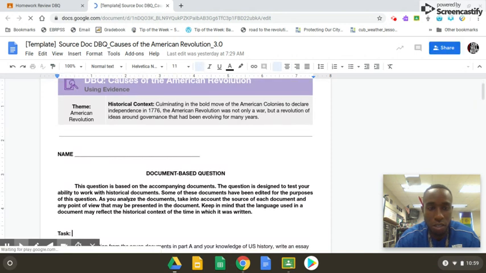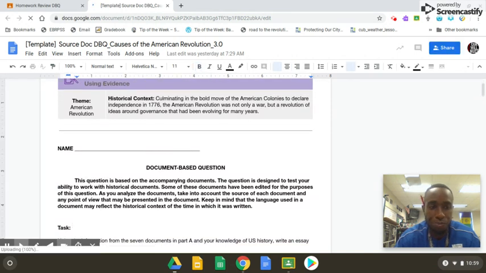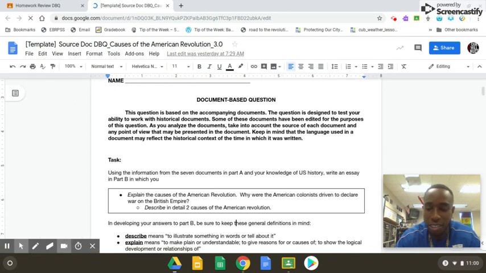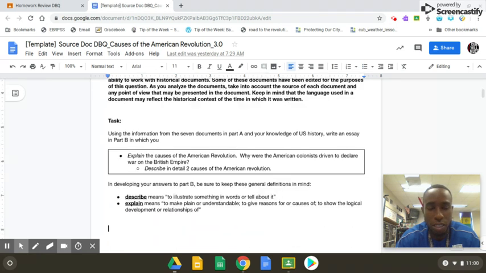Document-based questions. That's what DBQ stands for. The task says, using the information from seven documents, Part A and your knowledge of history, write an essay. We're not worrying about the essay portion. We're just doing the DBQ short answer questions.